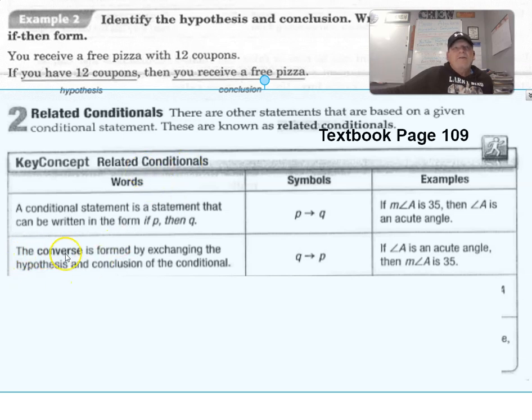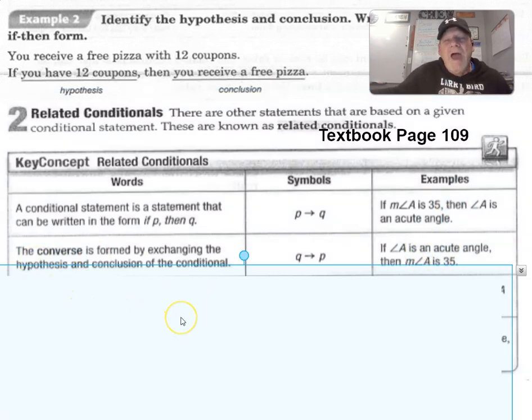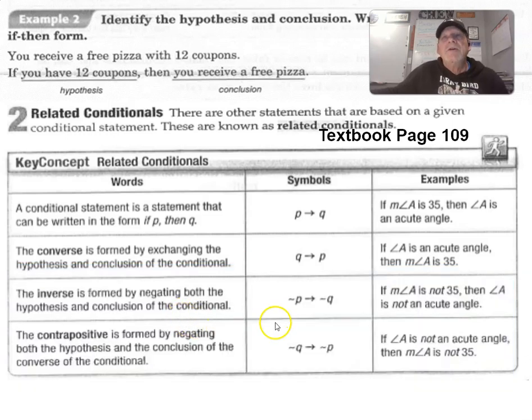Another related conditional is the converse. So here's another vocab. The converse is formed by exchanging the hypothesis and the conclusion of the conditional. All you do is flip them. So we started out, if P then Q, now we're going to say if Q then P. So in this example, we're going to start with the conclusion as the hypothesis. If angle A is an acute angle, then we have the original hypothesis as our conclusion: the measure of angle A is 35. So we just switched them. That's called a converse, and you'll be asked to write some of those in our examples shortly.